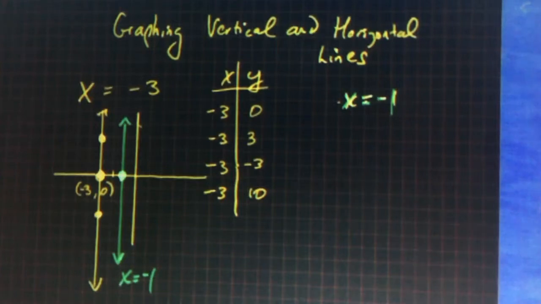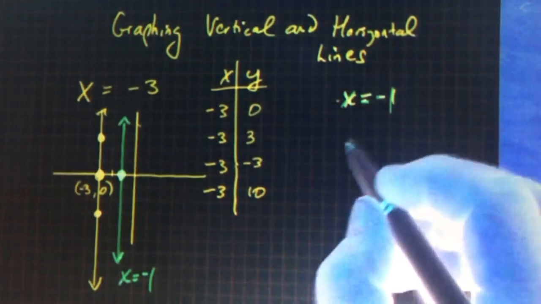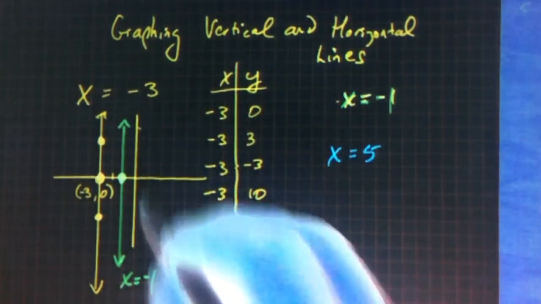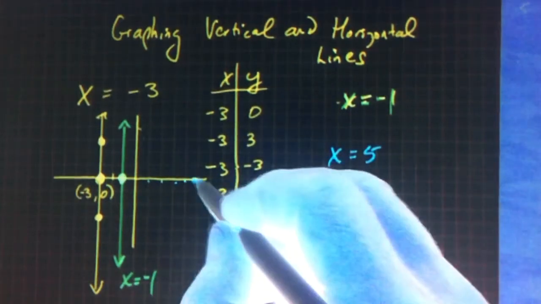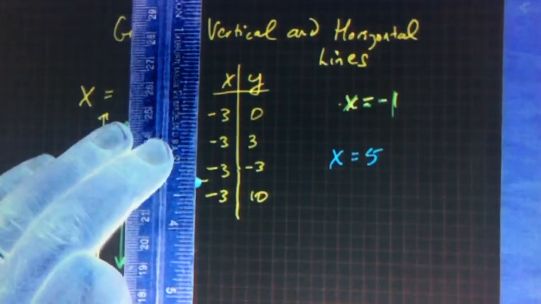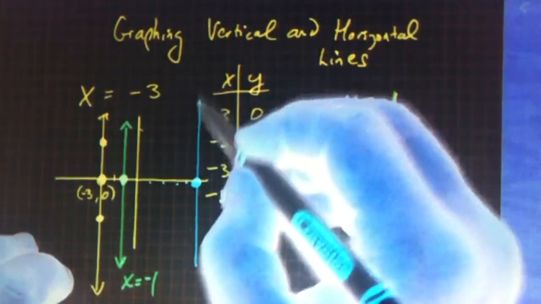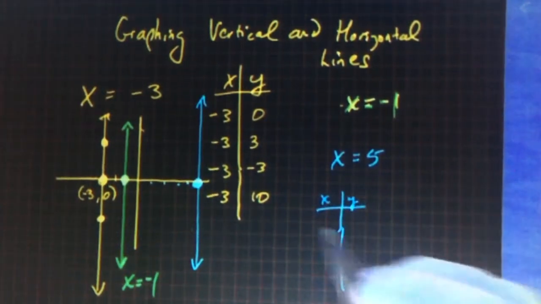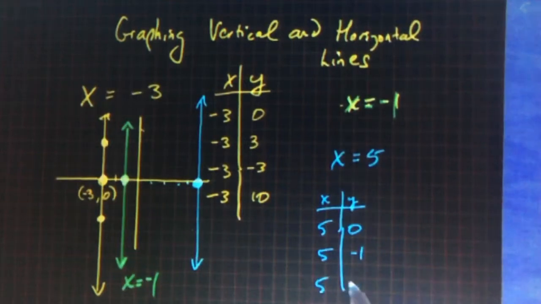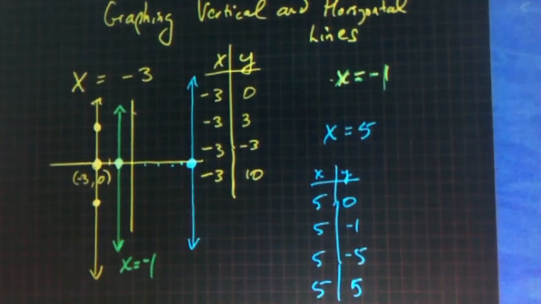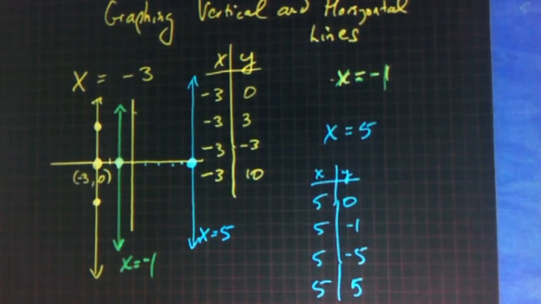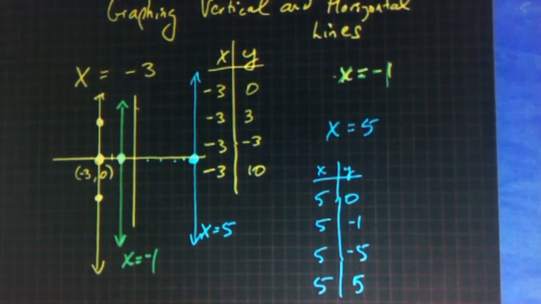Let's look at one more. Let's try x equals a positive, x equals +5. I'm going to go over 1, 2, 3, 4, 5, and I'm right through here. I'm going to draw a vertical line, because I know that represents all of these values where x equals 5. This is x, and that's y. (5, 0), (5, -1), (5, -5), (5, 5). All of those values are going to be represented by this line, x equals 5. Again, it's vertical. You're always going to get a vertical line when you have x equals something and no y value.